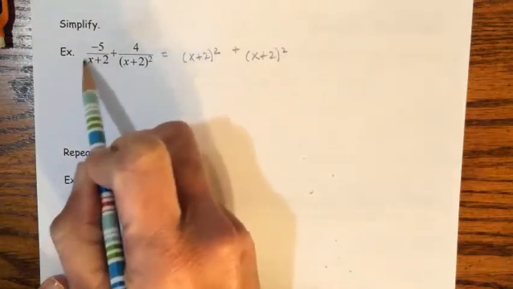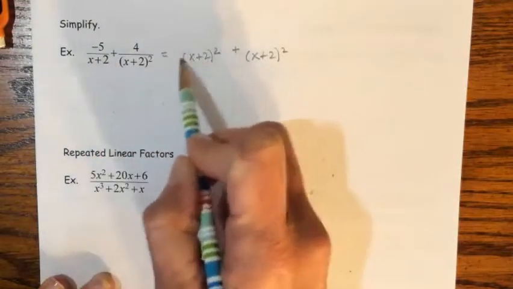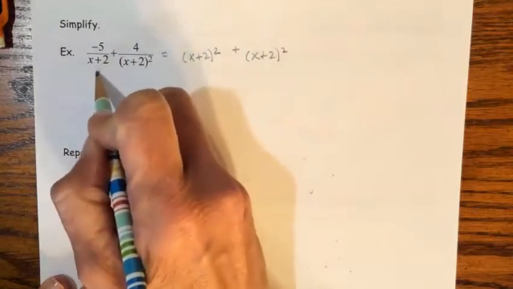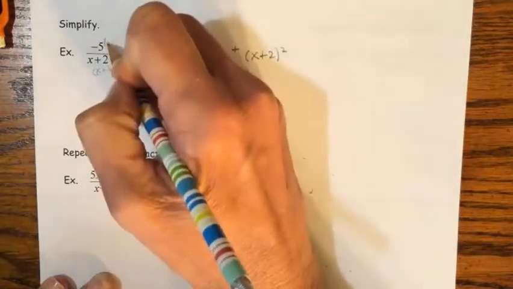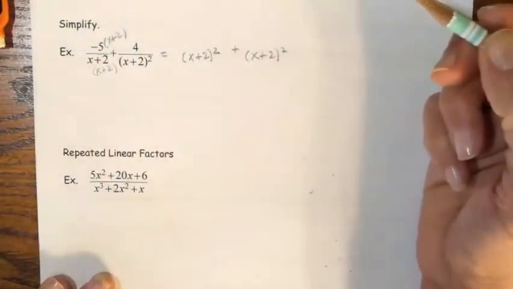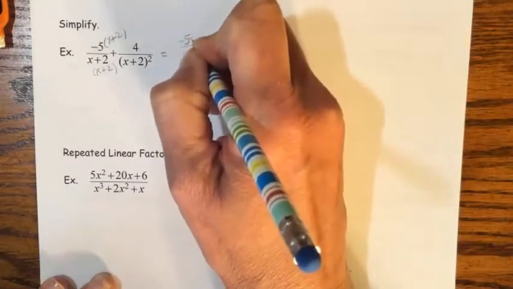So again, I look at x plus 2. What do I need to multiply x plus 2 by to get this? I need to multiply it by another x plus 2. So I need to multiply the denominator by x plus 2, which means I need to multiply the numerator by x plus 2. So if I distribute negative 5 to x plus 2, I get negative 5x minus 10.